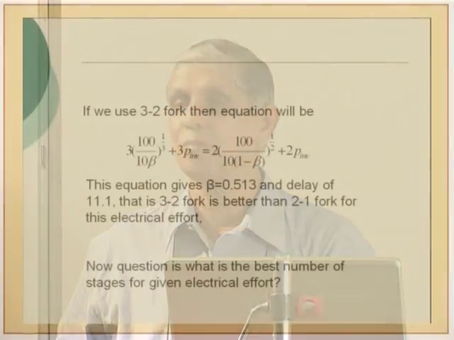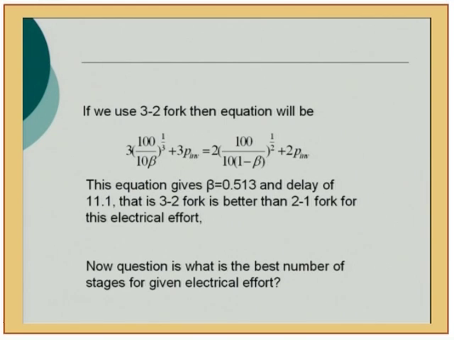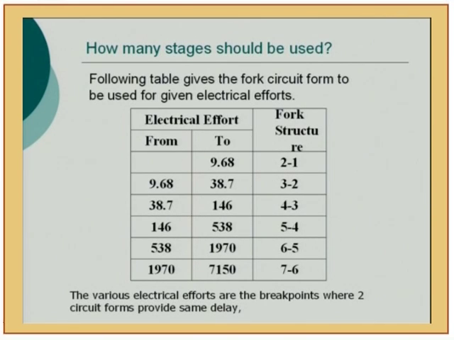Similarly, if you do it for 3-2-4 instead of 2-1, I calculate beta turns out to be 0.513 and I calculate the capacitance again for that. So I can do any number, there can be more than one fork, 1, 2, 3, 4, 5, any number. You can calculate the delays, equate the delays and find out how many stages you should go through. But again, a question: I would prefer to keep it as 2-1 only, so why would I increase?